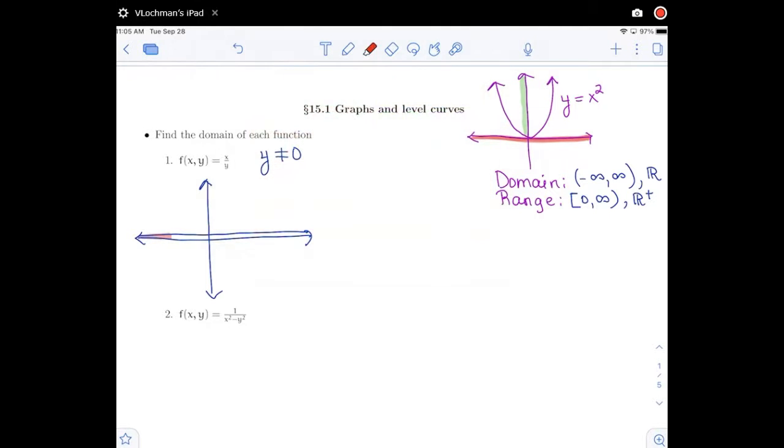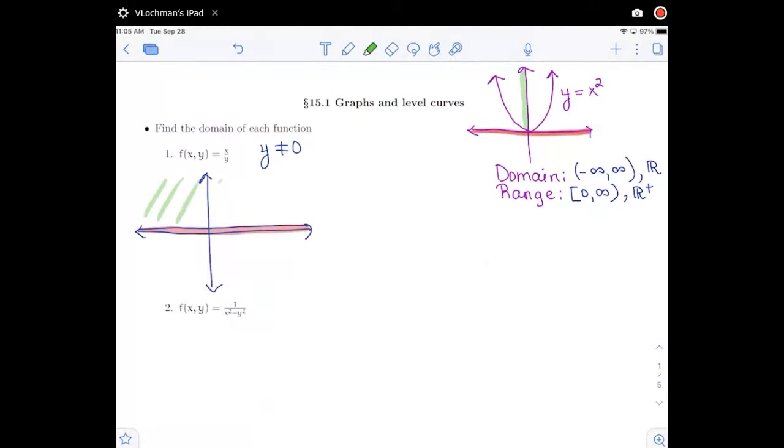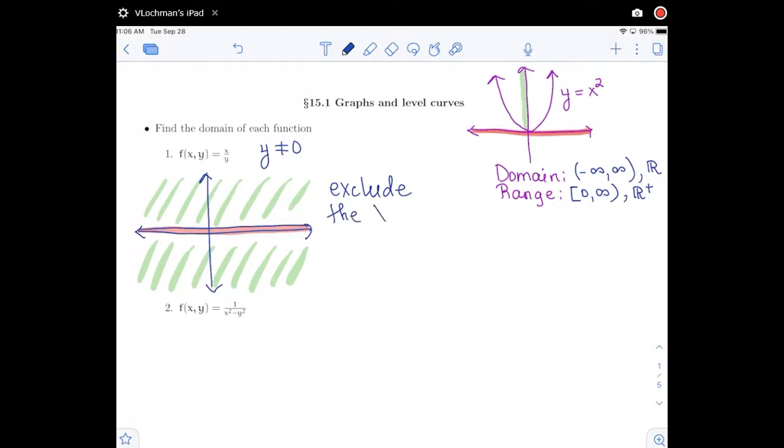So I'm going to mark this with red. We're going to exclude this. And with green, I'm going to mark the actual domain. Okay. All right. So, and let me go ahead and make a note here. We're excluding the x-axis. Okay. We're excluding all points (x, 0), right? They need to go. We need to exclude those. Everything else is okay.